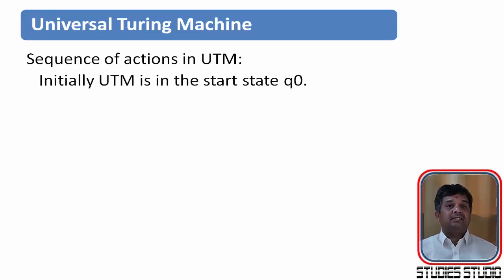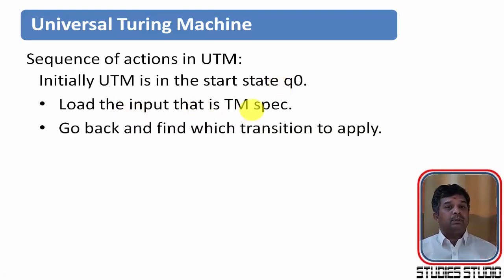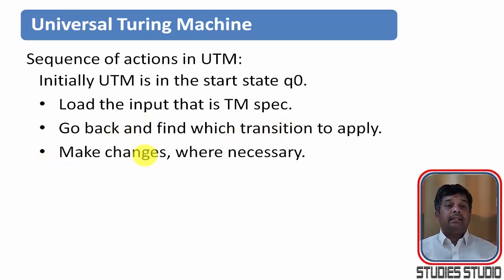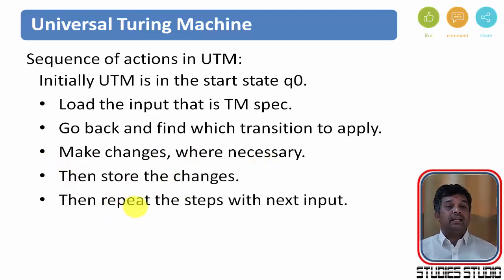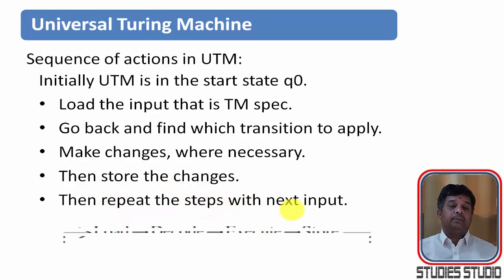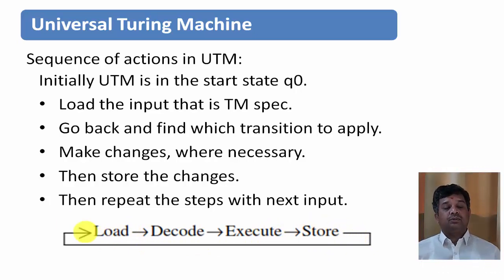So the sequence of actions that we perform in a universal Turing machine is, when we take Q0 as the starting state, we will be loading the input in the Turing machine specification. Then we'll go back and find which transition to apply. Then we'll make changes where it is necessary, and then we'll store the changes and repeat the steps with the next input symbols. So it can be understood by this figure. We'll be loading, then decoding, executing, storing. Again we'll come and take the next instruction. I hope you understood what a universal Turing machine is and how it works.